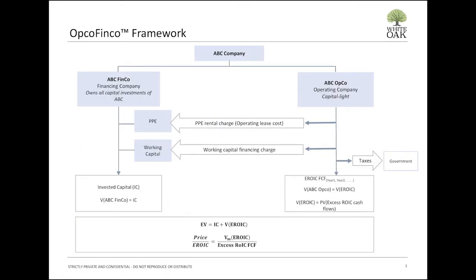And to make it a little easy, I'll just start with an example. Let's say Balkrishna Industries, which is a tire maker. When we analyze it, we split it into two entities, Finco and Opco. Balkrishna Finco would have all the fixed assets, plant, machinery, and all, and working capital would be assigned to it. Opco would be assigned the revenue and EBITDA, from which an operating lease cost would be deemed to pay, and working capital financing cost would be deemed to pay to the Finco, and tax paid to the government.